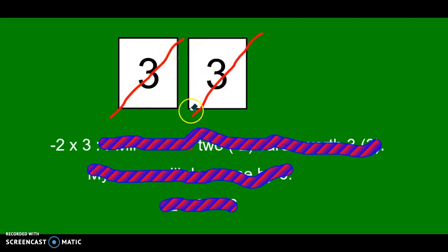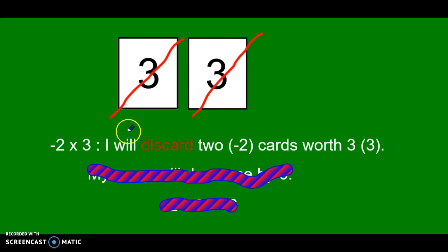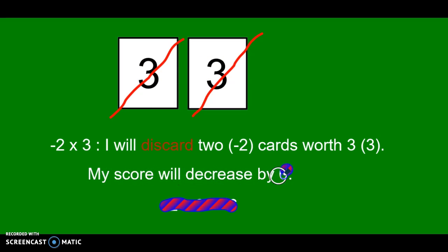So if I discard 2 of the cards, and each of the cards is worth a positive 3, how does that change my score? Well, if I no longer have those 3s, whatever my score was before, it's now going to be 6 less than that. My score has gone down by 6 because I got rid of a positive 3 and got rid of another positive 3. So negative 2 times 3 is negative 6. I'm discarding 2 cards. My score will go down.